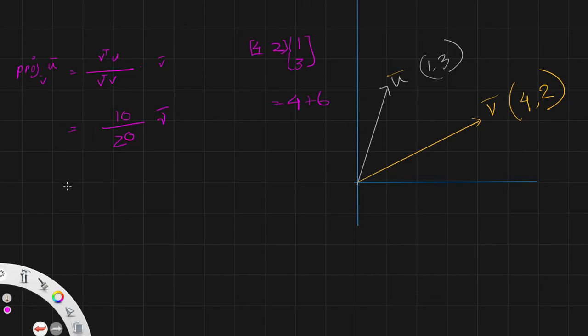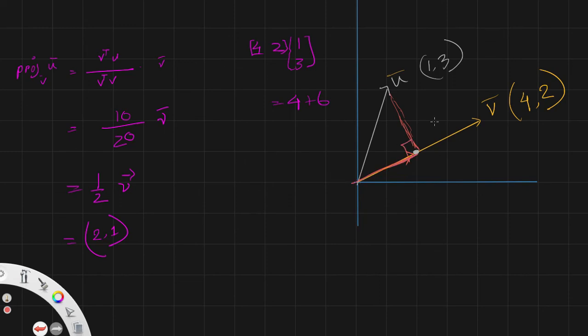So half of vector v, which is 4, 2, is going to be the vector 2, 1, right? 2, 1. Let's see if our answer is right. 2, 1, this is the point, and if we try to project this, yeah, that does look right. So this does look like the projection of u on v, right?